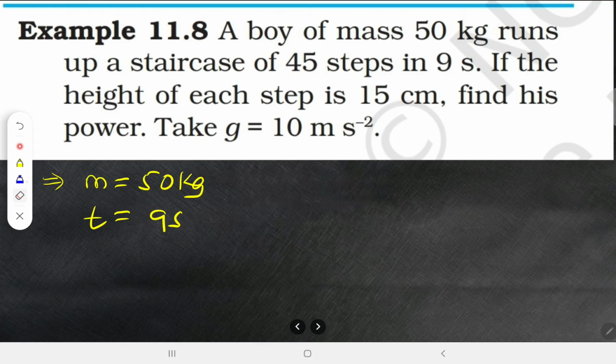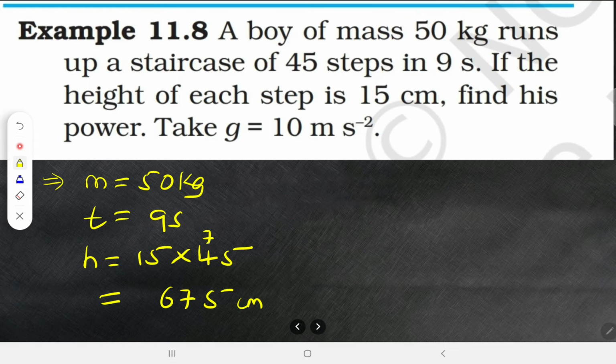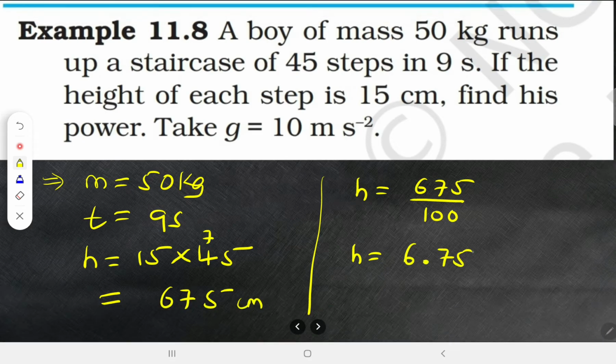So what will be the total height he is climbing? So 15 centimeter one step into how many steps? 45 steps. So how much it becomes? 15 5s are 75, 7 is the carry, 15 4s are 60, 60 plus 7, 67. So height is becoming 675 centimeter. Is it correct? All right. So this has to be converted into meter. H is equal to 675 divided by 100. So it becomes 6.75 meter. So this is the height what we have got.